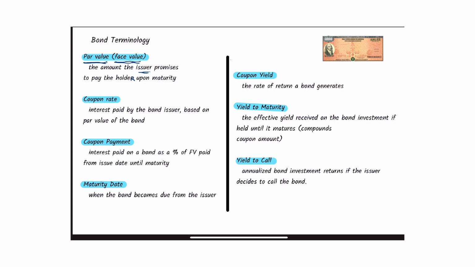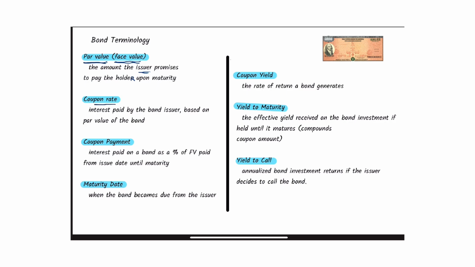So for right now, the par value, or the face value, is the amount that the issuer promises to pay the holder upon maturity. So when the bond is mature, say if it's a 5-year bond and the face value is $1,000, at the end of 5 years, you will get back the $1,000.